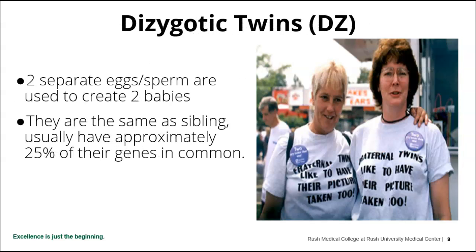Whereas dizygotic twins are basically siblings that grew up in the same genetic environment, the same placenta, the same uterus at the same time. But they're as similar as siblings, which is about 25% of their gene pool. They can be a separate sex. One could be a boy, one could be a girl. And like I said, they're siblings that have the same birthday.